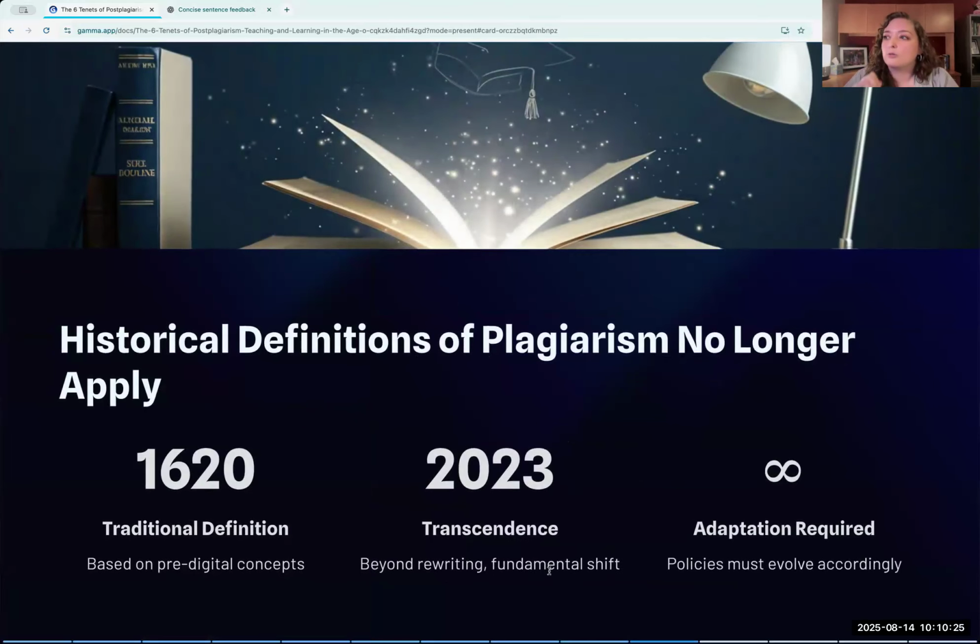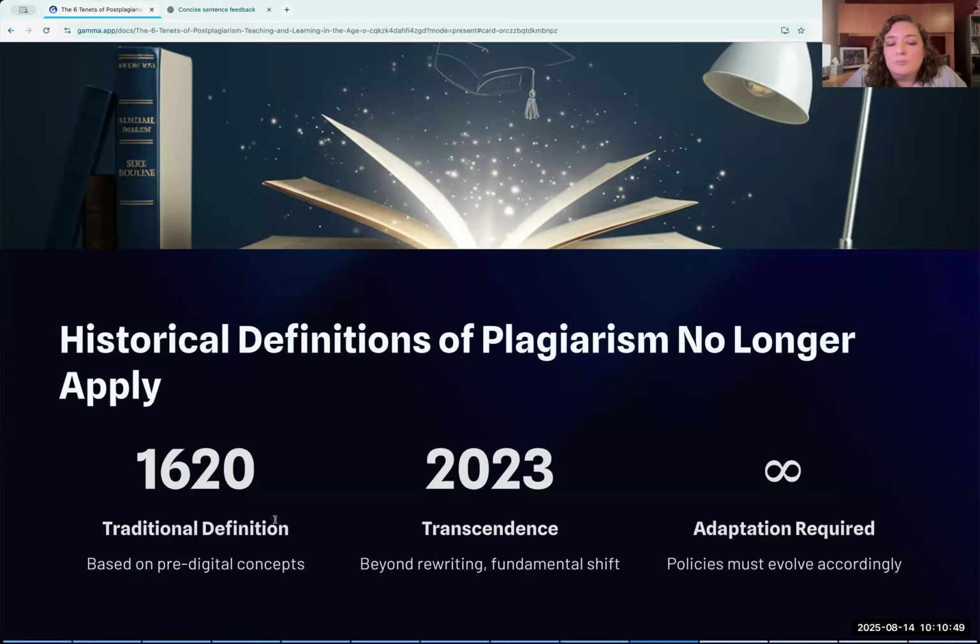So she states that historical definitions of plagiarism no longer apply. The earliest definition that I could find of plagiarism myself is from 1620. I think it was a Latin poet who accused someone of being a plagiarist, which translated to English means theft of ideas.